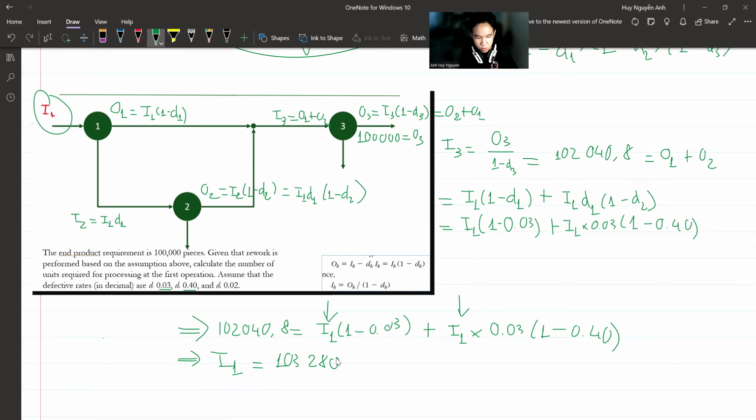This is how you do this type of calculating the input and the output, but with rework, reworking the defective parts, not throwing them away.